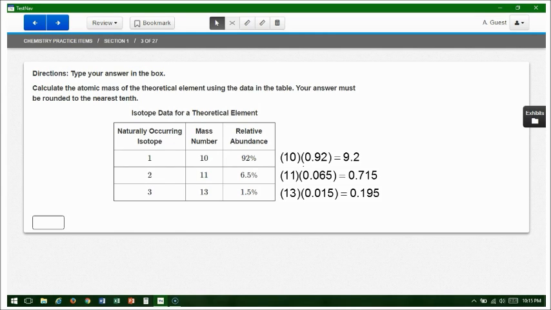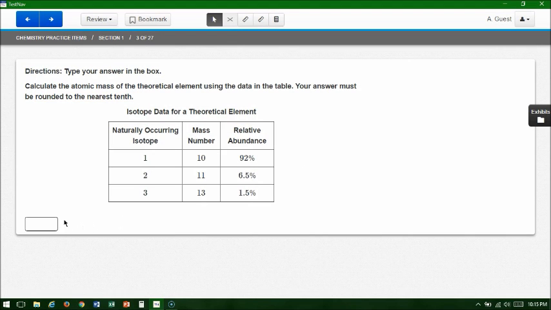Now, to get the average atomic mass from these three numbers, we just add them up. So 9.2 plus 0.715 plus 0.195. That total is 10.11. Now it says your answer must be rounded to the nearest tenth. So when we type our answer in the box, it gets entered as 10.1.